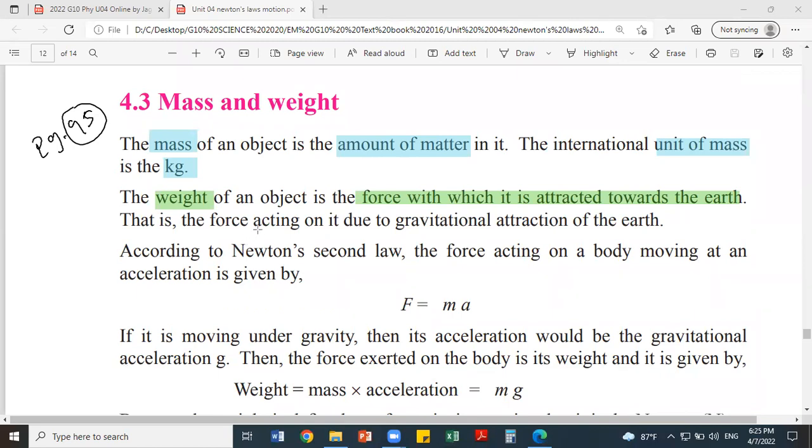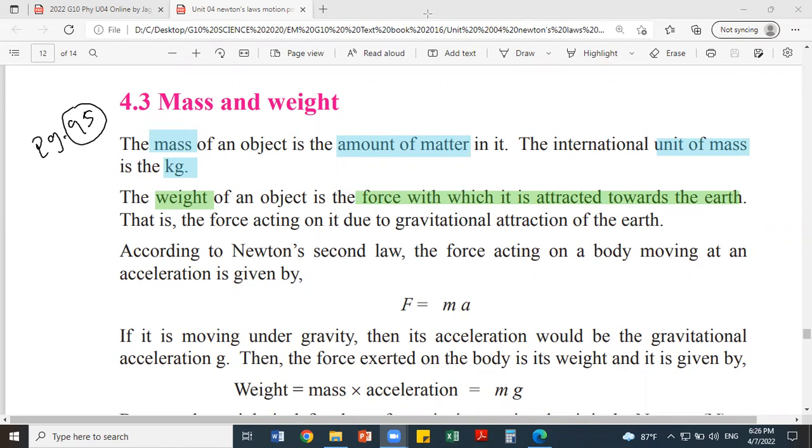The other difference, weight is a vector, mass is a scalar quantity. I'll give one of the best examples. When you travel from the earth to the moon, your mass won't change. Whether you are on the moon or the earth, your mass will not change, but your weight will change. When you're on the moon, your weight will be less than that on the earth, because the gravitational acceleration of the moon is less than that of the earth.